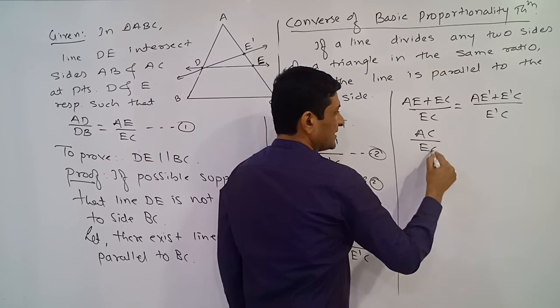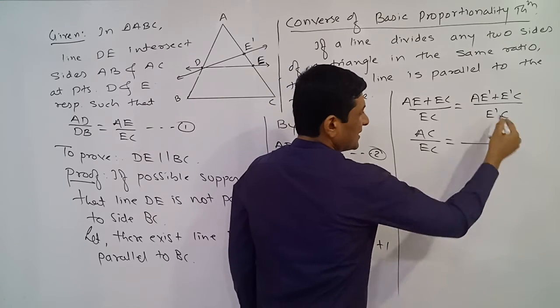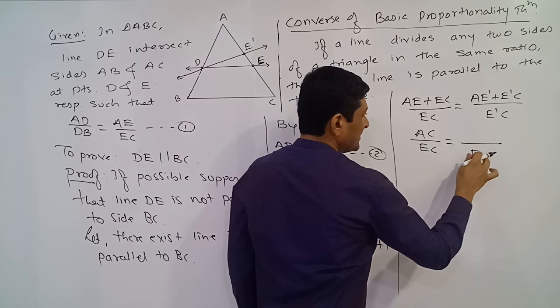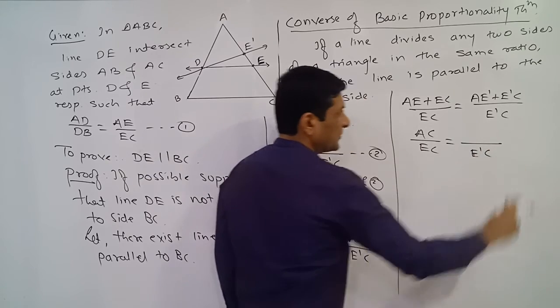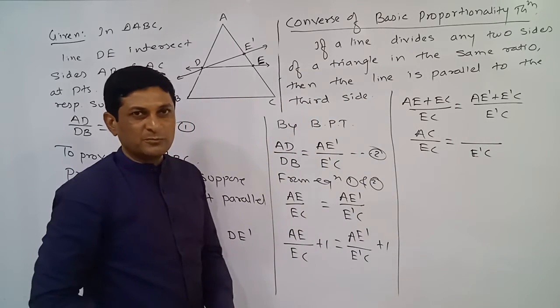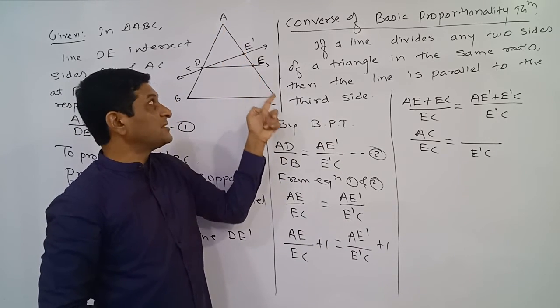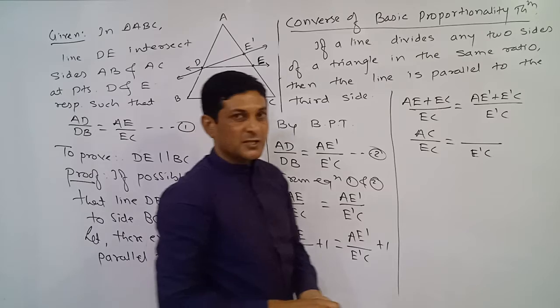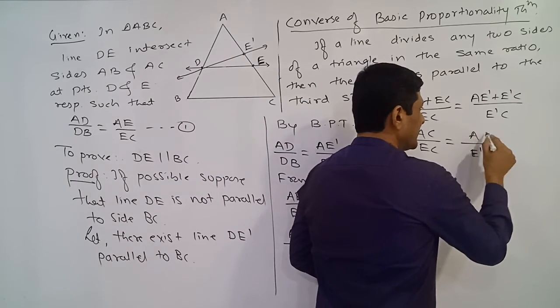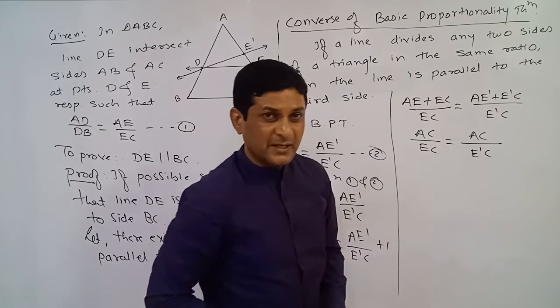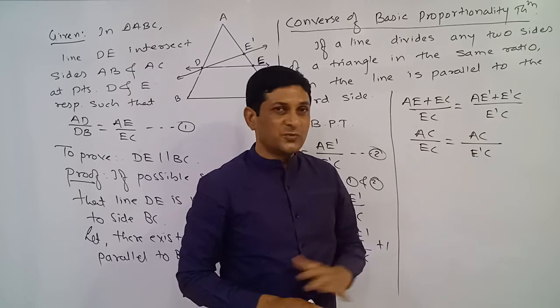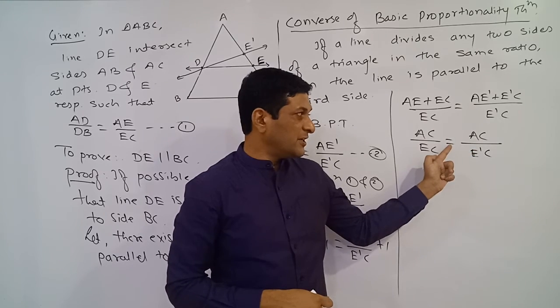In the denominator EC, keep it as it is. Here also in the denominator E dash C, keep it as it is. Check what is the addition of the numerator. AE dash plus E dash C will be equal to what? AC. So here also in the numerator, what are we getting? AC.